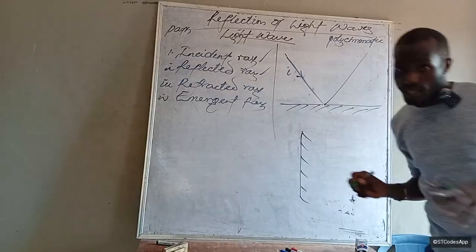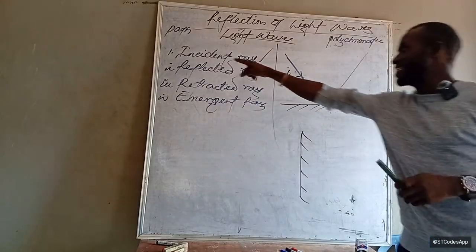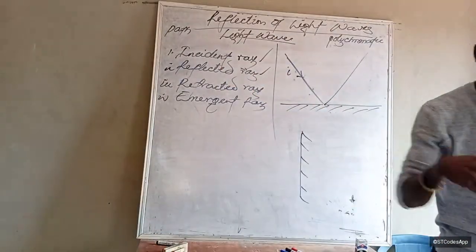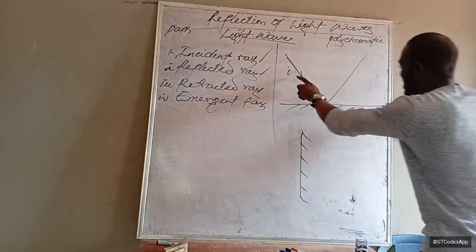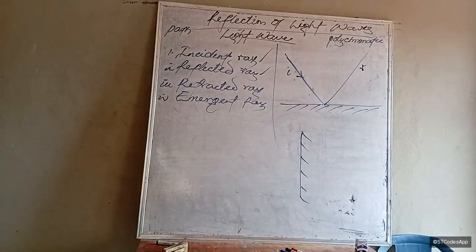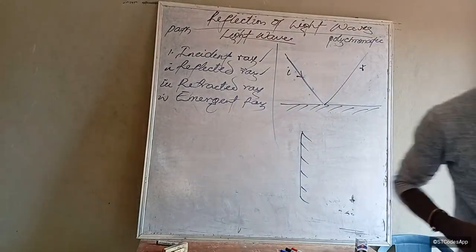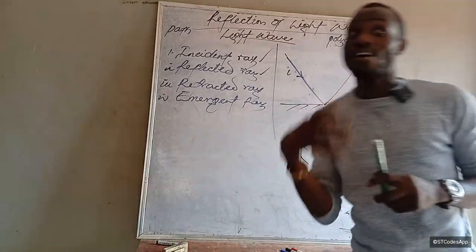Now listen, when it bounces, this ray that is coming here is called the incident ray. This ray is called what? Incident ray. It's not incidence ray. Incident ray. Say incident ray. Then the ray that goes off is the reflected ray.